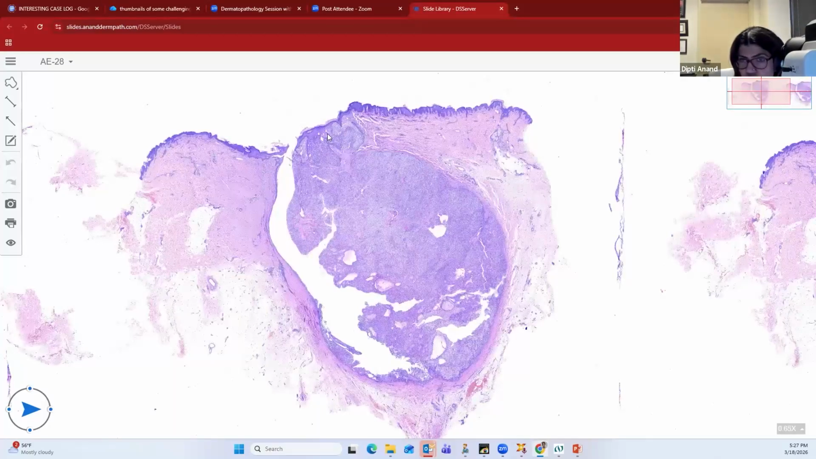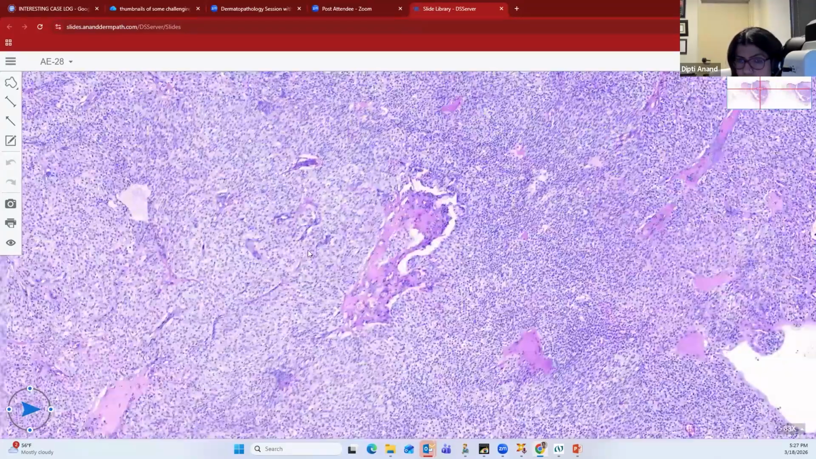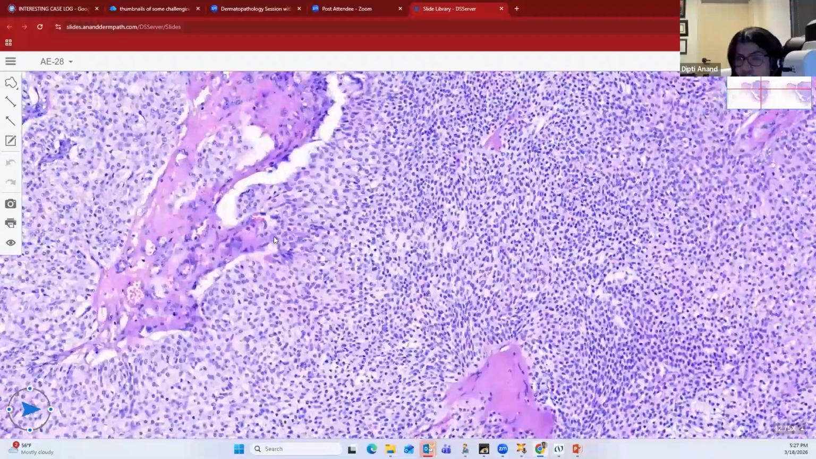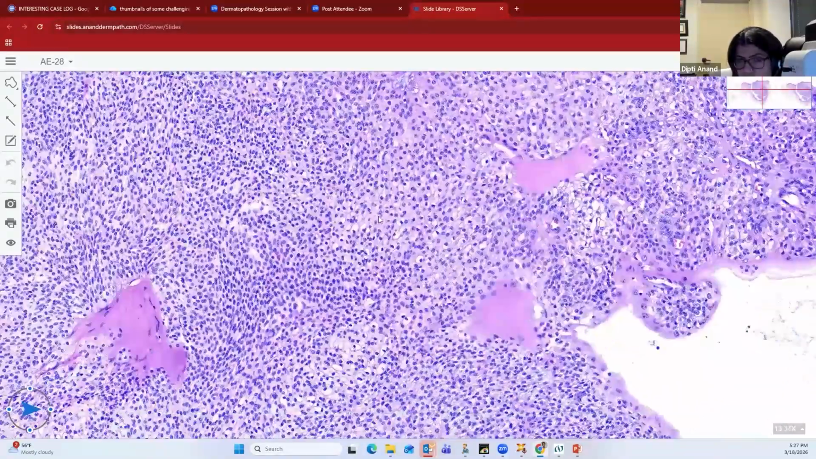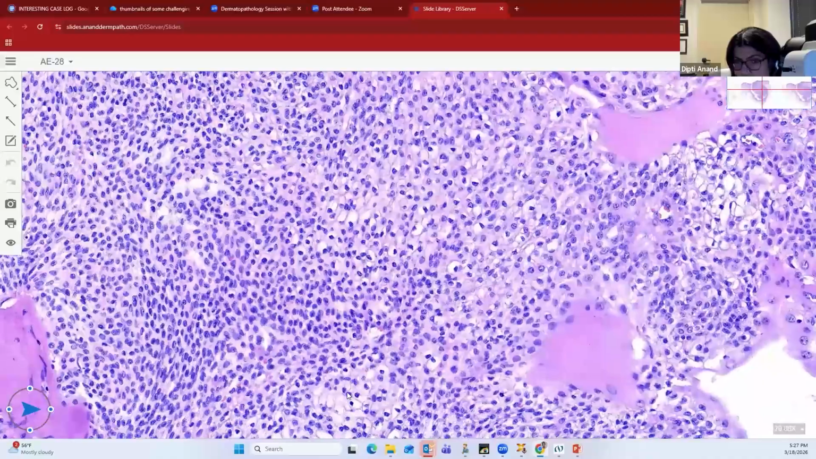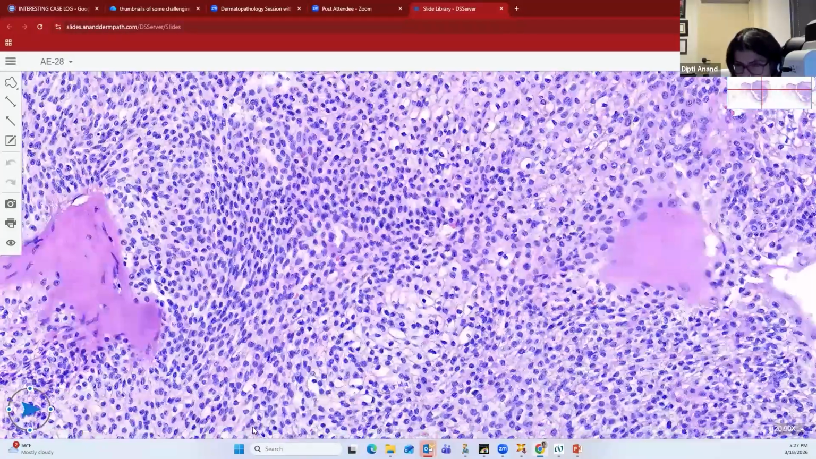So you can see here, this shows connection to the epidermis, a big endophytic nodule. It has a cystic component and it has a solid component. When you look in the solid component, you will see that the cells are essentially of two types. So what do I mean by two types? It's cells which will have more pink cytoplasm and cells which will have more clear cytoplasm. So pink and the more clear cells.